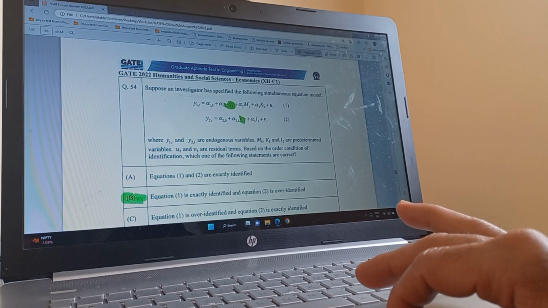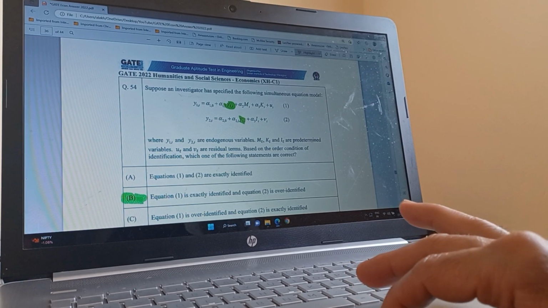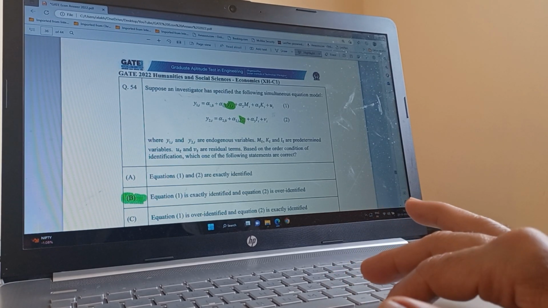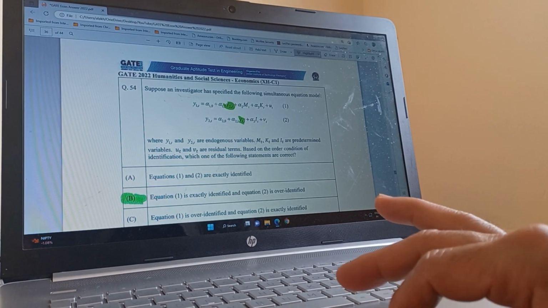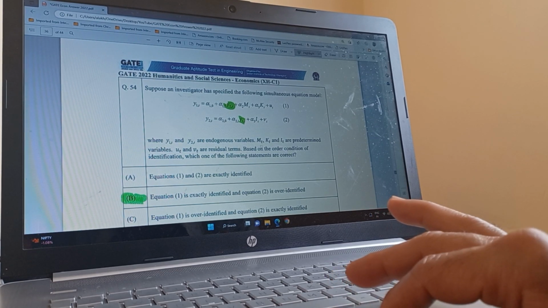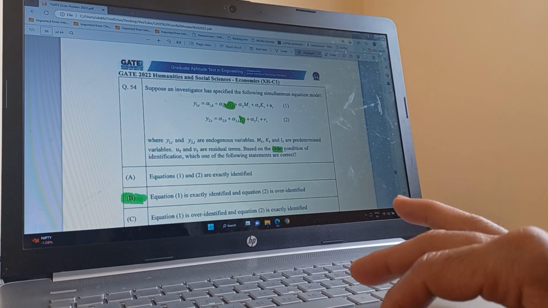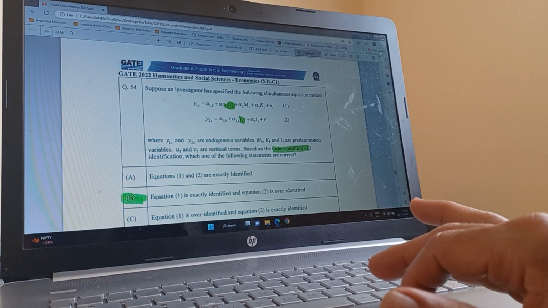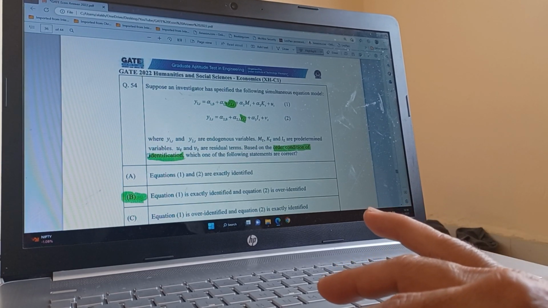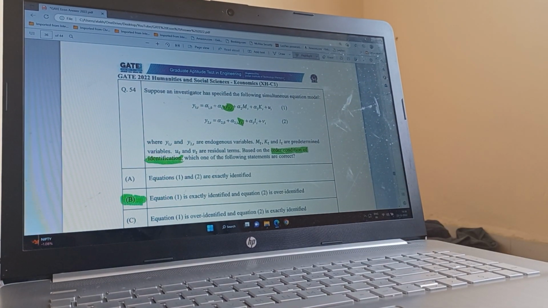mt, kt and it are predetermined variables. ut and vt are residual terms. Based on the order condition of identification, we have to apply only the order condition, not anything else. So based on the order condition of identification, which one of the following statements is correct?